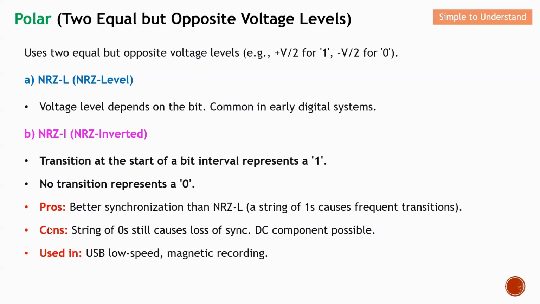However, coming to the disadvantage, if the data is a string of 0s, then as you remember, I won't have any form of transition. With this, I may have some issue in terms of time synchronization. And DC component is also possible. As this method belongs to the early days, it was used in USB low speed and magnetic recording. Nowadays, to be very frank, we don't use this anymore.